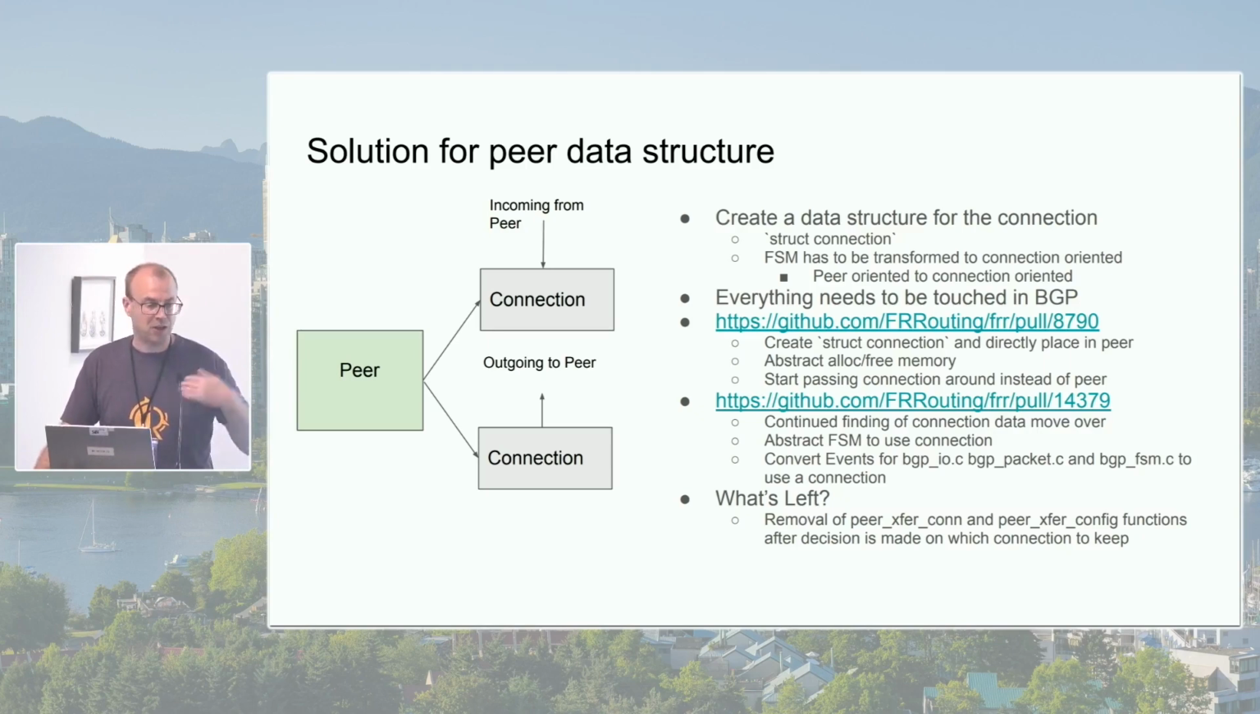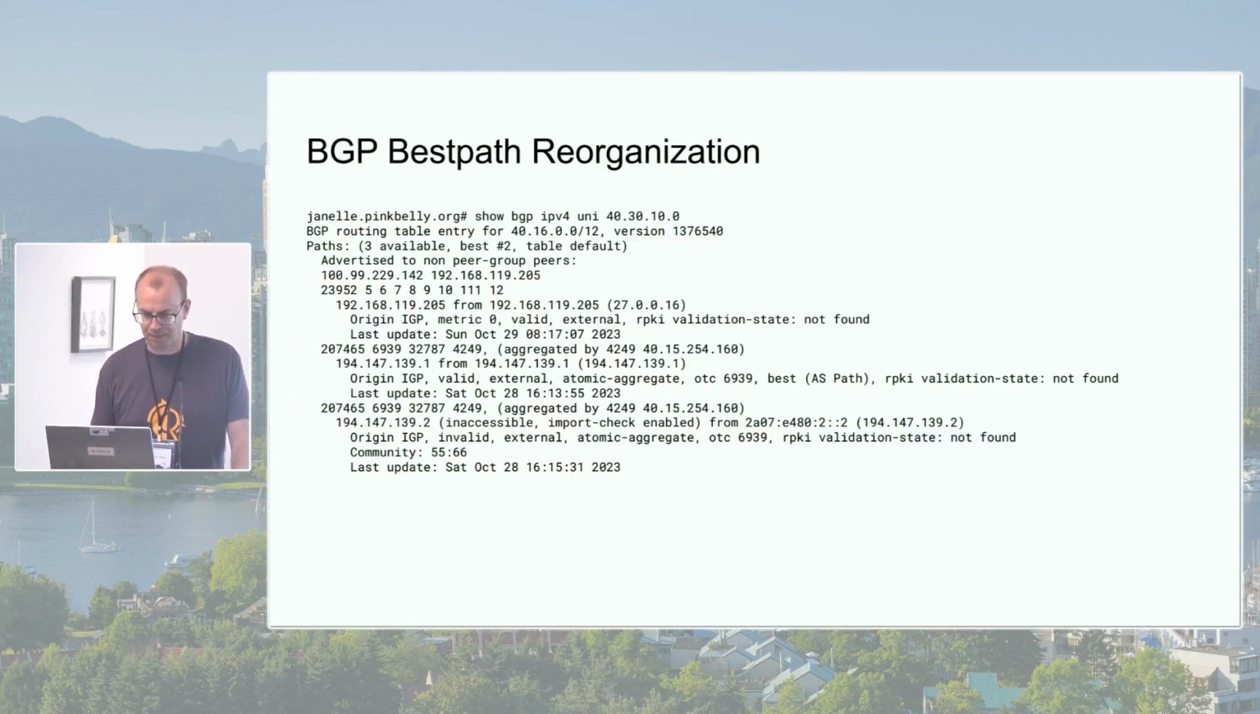And the second one was an extension of that, which continued finding the places that we need to use connections instead of peers and switch them over to it. And we converted the events for BGP IO, BGP packet.c, and BGP FSM.c to use a connection. So what's left is I need to go through now, and in the places where we consolidate or decide to keep, instead of having two peers, we need to have one peer and two connections. That's what's left, now that all the setup is in place. I just need to go through and finish moving everything around, and I think things will be much better.